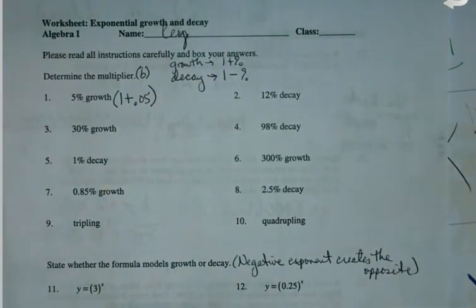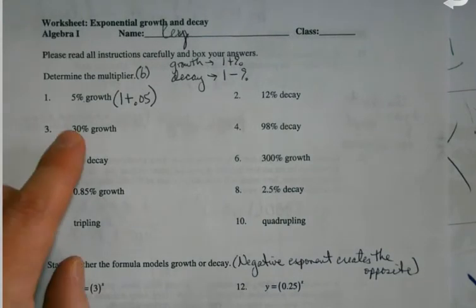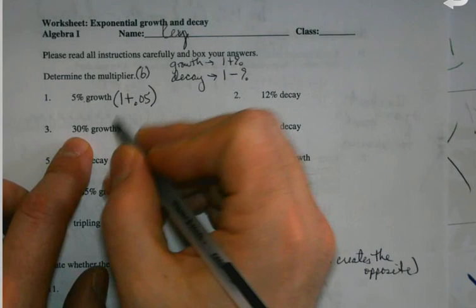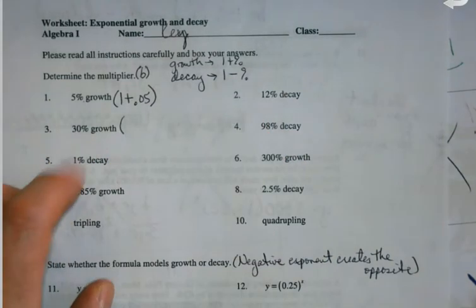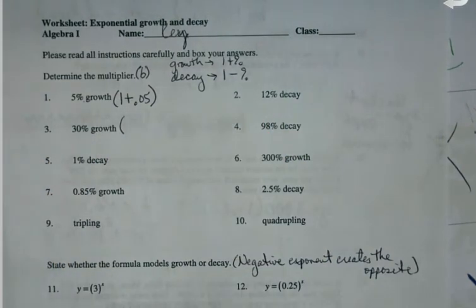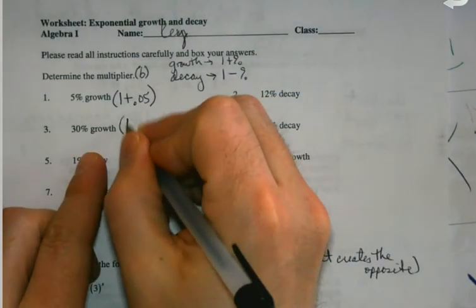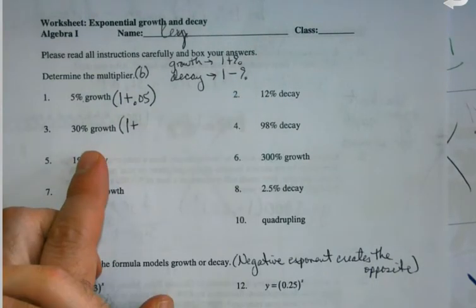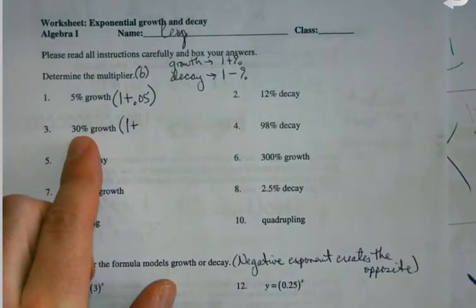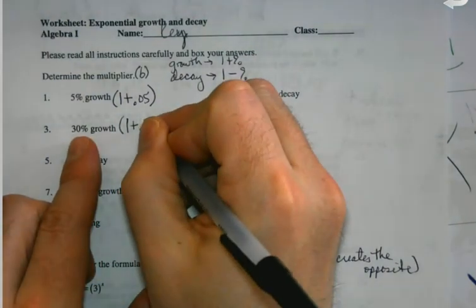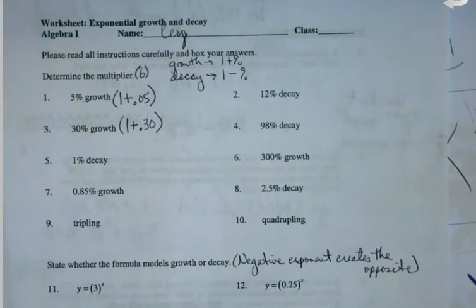So I do 5 divided by 100 if I wasn't sure what the decimal was. That's all we got to do for this part. I just want you to get used to figuring that part out. Okay, 30% growth, what would that look like as a decimal? 0.3. You could do 0.3 or 0.30. Doesn't matter. They'll get me to the same thing.